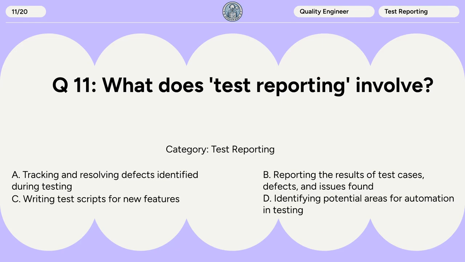Question 11. What does test reporting involve? A. Tracking and resolving defects identified during testing. B. Reporting the results of test cases, defects, and issues found. C. Writing test scripts for new features. D. Identifying potential areas for automation in testing.